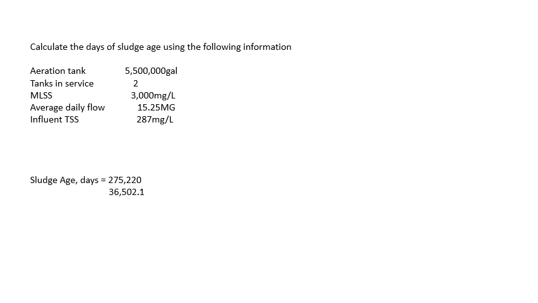If you did the math, the top number is 275,220 divided by 36,502.1. Do your division. And your sludge age days is equal to 7.54.